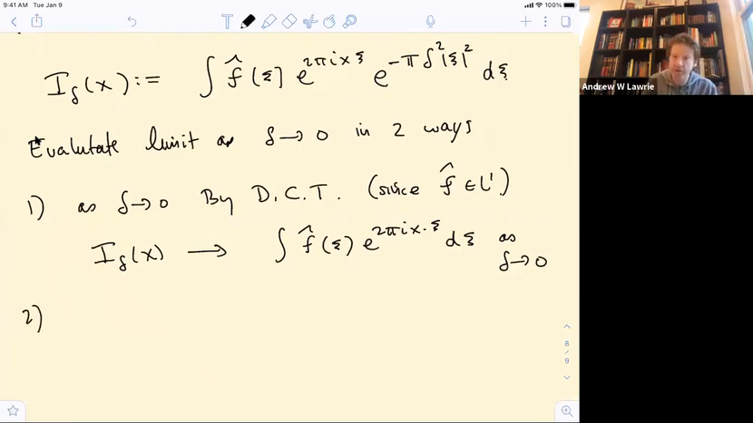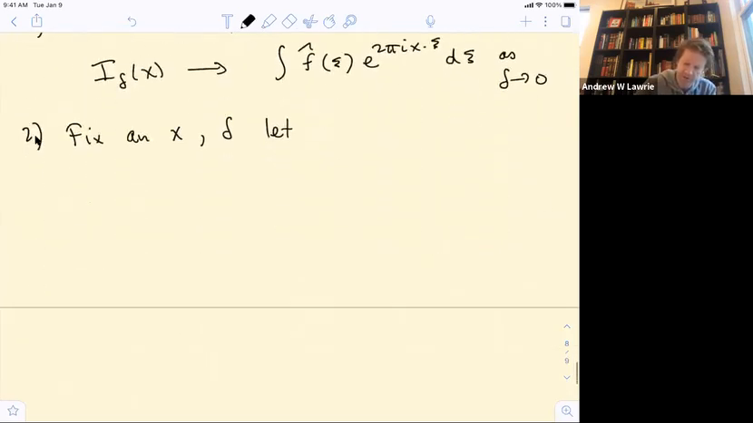The other way, I want to evaluate this some other way and show that I recover f. I recover the function f of x as delta goes to 0, and then I'll be done by the uniqueness of limits. So now fix an x, and delta, and let, what do I want to fix, epsilon? My notes are a little confusing.